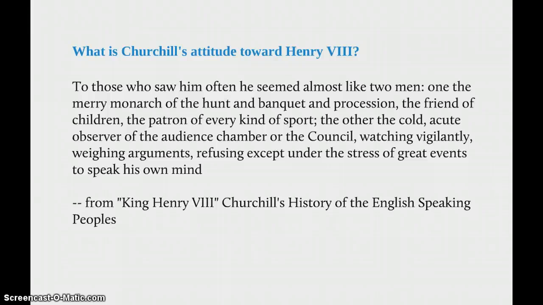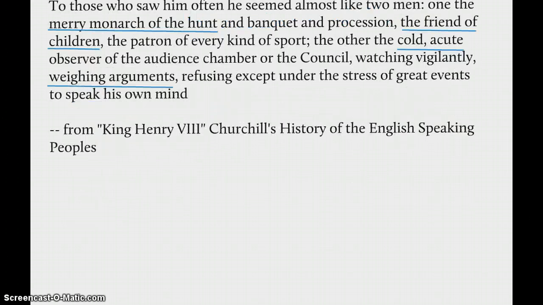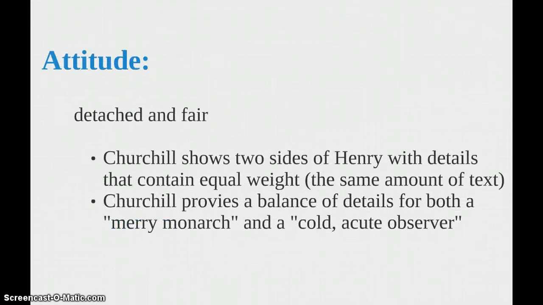So what would you say Churchill's attitude is towards Henry VIII? Positive or negative? And what are the details then that refer to this attitude? The merry monarch of the hunt, the friend of children, the cold, acute observer, weighing arguments. Detached and fair would be the attitude. Churchill shows 2 sides of Henry with details that contain equal weight. He provides a balance of details for both a merry monarch and a cold, acute observer. So he's showing both sides, which is just being fair or neutral.